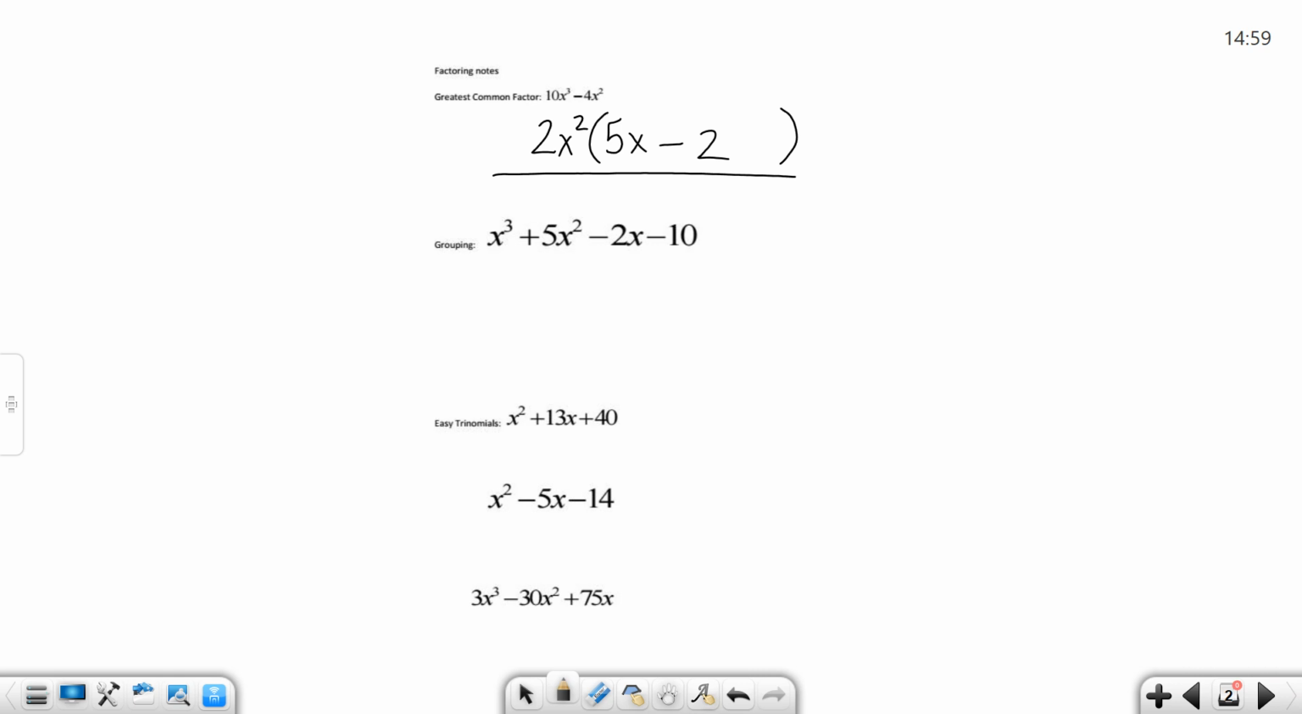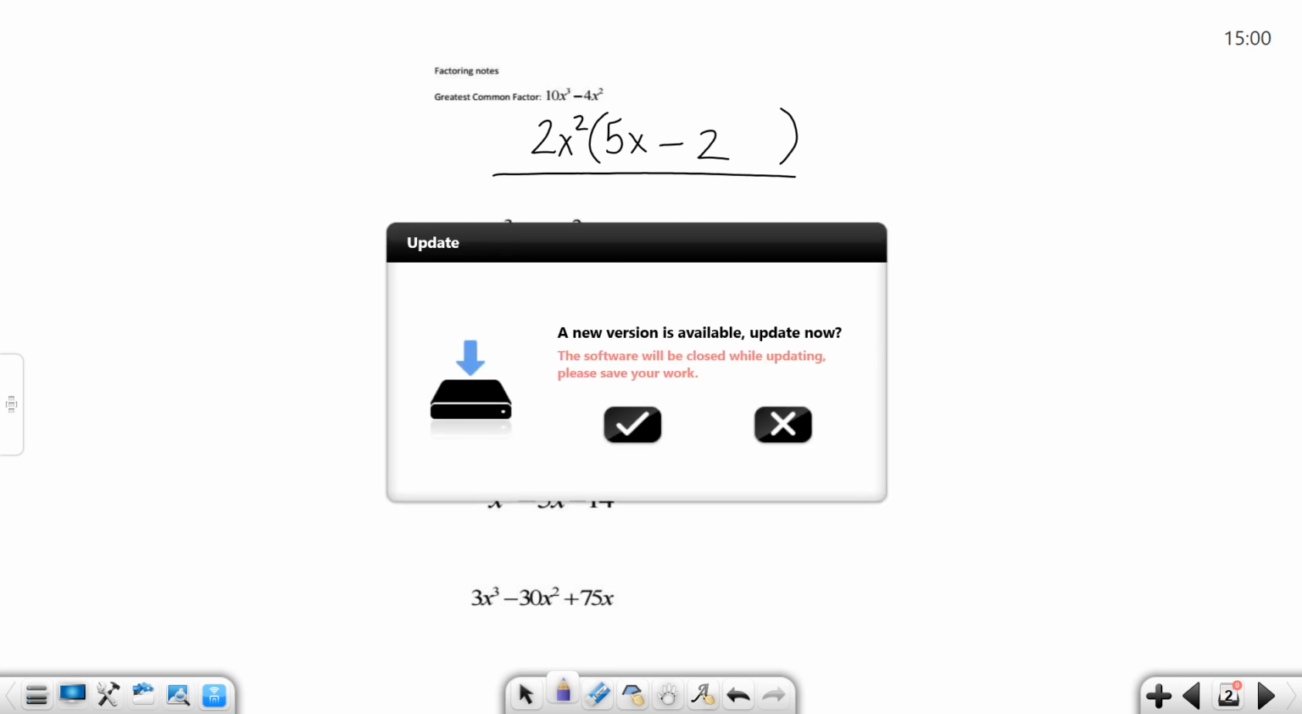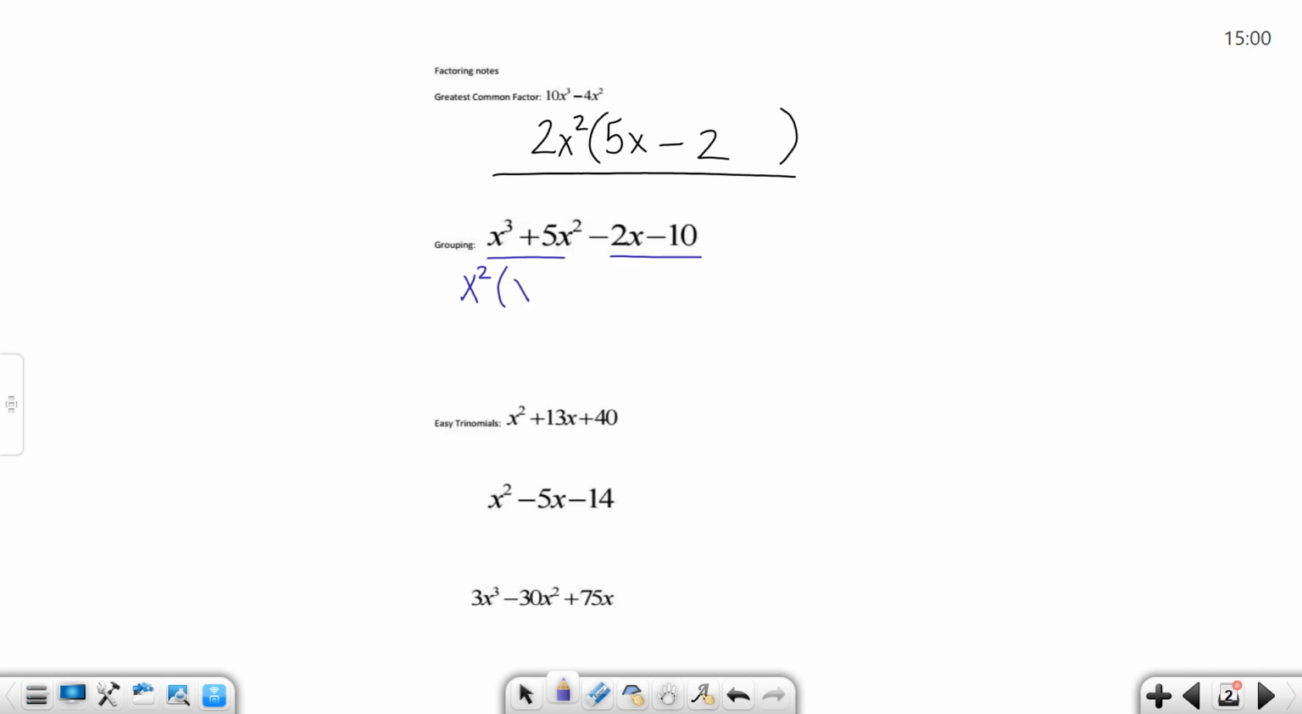In the second one, we have grouping. 4 terms shows us that we're grouping. Let me choose a different color, that'll help. So if I group my first 2 and my last 2, here's what I notice. In the first 2, what they both have is an x, so I'm going to take an x squared out of that piece, and that leaves me with an x plus 5.